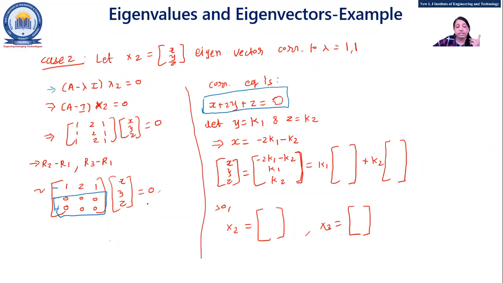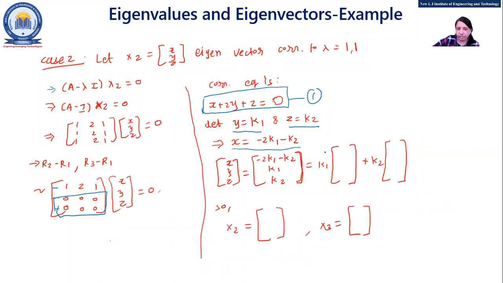That means two variables are free variables. The concept is from the Gauss elimination method. Whatever number of rows are 0, that many variables are free variables. That means you have to assume any value for those variables. Suppose y and z. Fine. So what I have done? I have assumed y equal to k1 and z equal to k2. You can take any values t1, t2, whatever. So y equal to k1 and z equal to k2. Now put the values of y and z into equation 1. So you will get x equal to minus 2k1 minus k2.